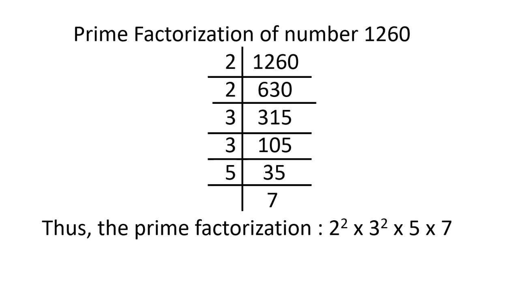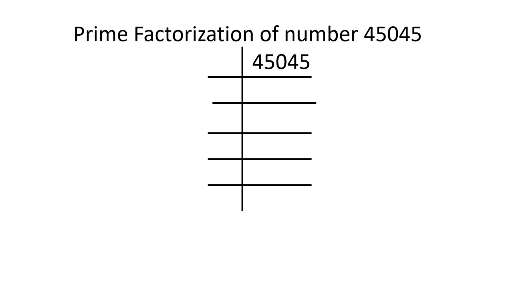Let's do one more example, which will be an odd number. So we take number 45,045. Now this is an odd number, so it will not be divisible by 2. So I do not start with 2. So I check with 3. So 4 plus 5 is 9, plus 0 9, plus 4 13, plus 5 18. So 18 is divisible by 3. So this number will also be divisible by 3. So I divide by 3.